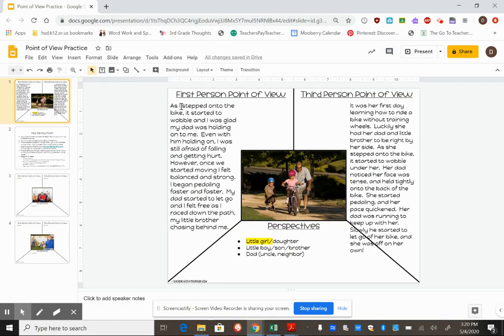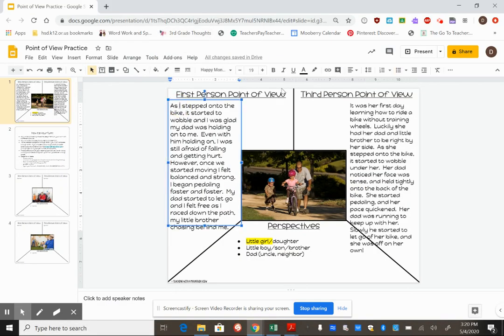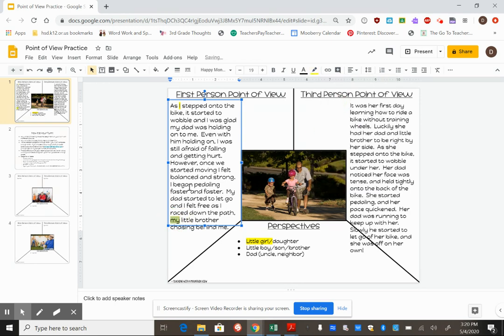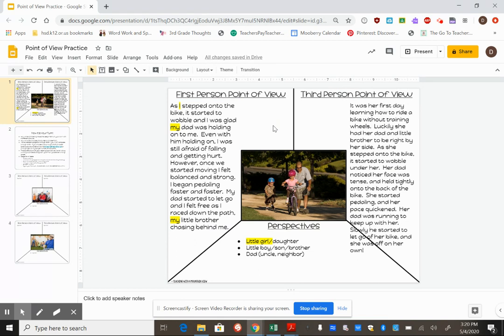So in here, what you notice is I used the word I. I also used the word my. I included other people that I see in the picture. I said my little brother. I said my dad. So those are the clue words that tell you that it is written from her point of view, pretending I was her riding a bike. Again, lots of details, walking through these steps of what's going on.